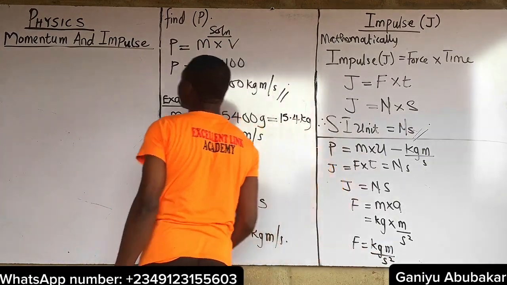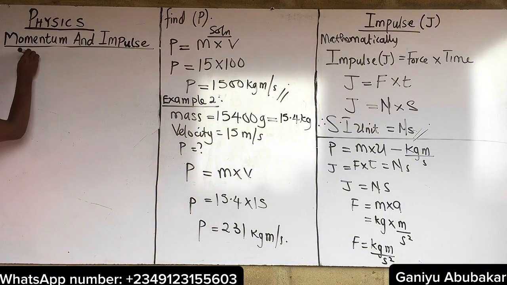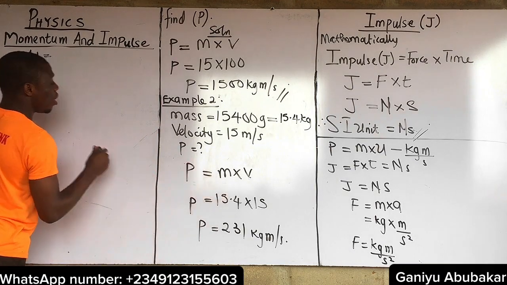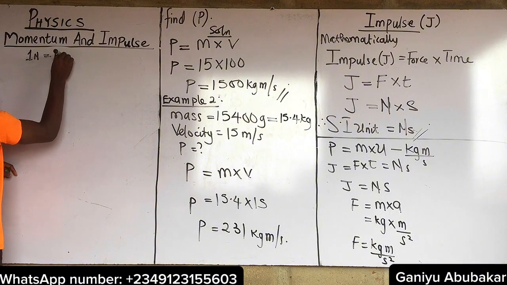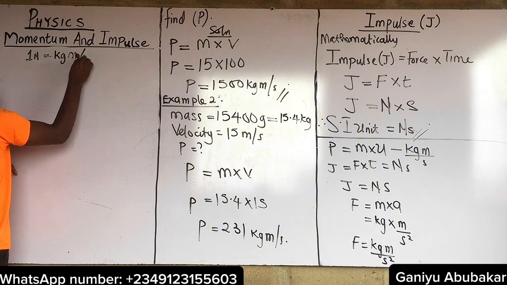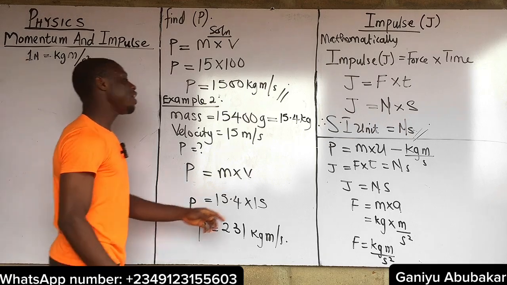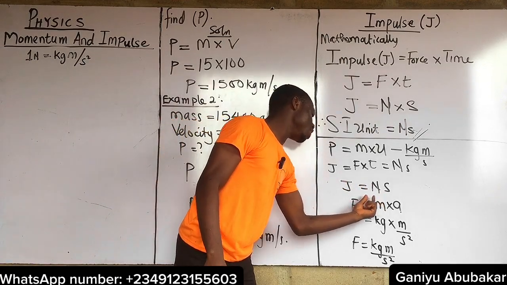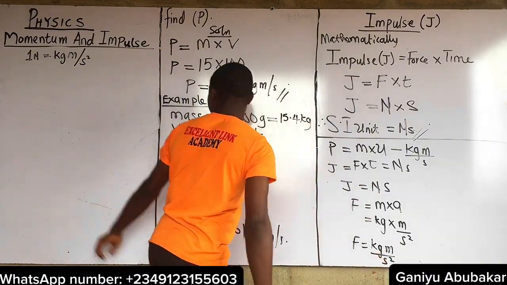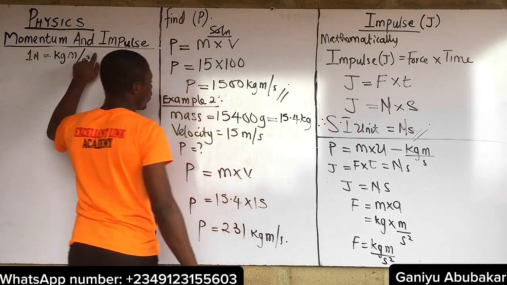So from here now, I'm saying that 1 Newton represents 1 kilogram meter per second squared. So I'm saying that 1 Newton, this Newton here, which is force, represents what there? 1 kilogram meter per second squared.